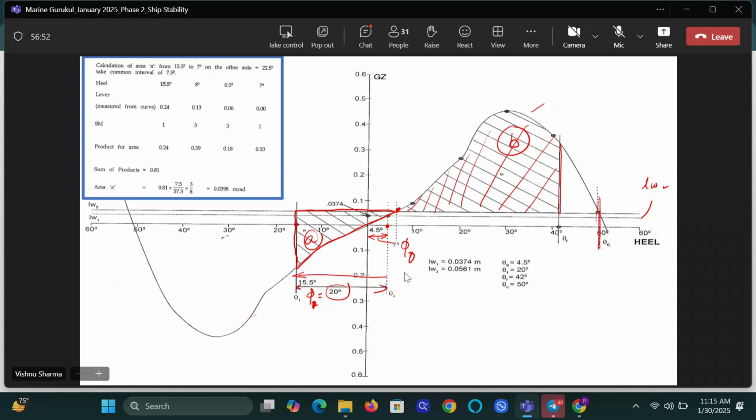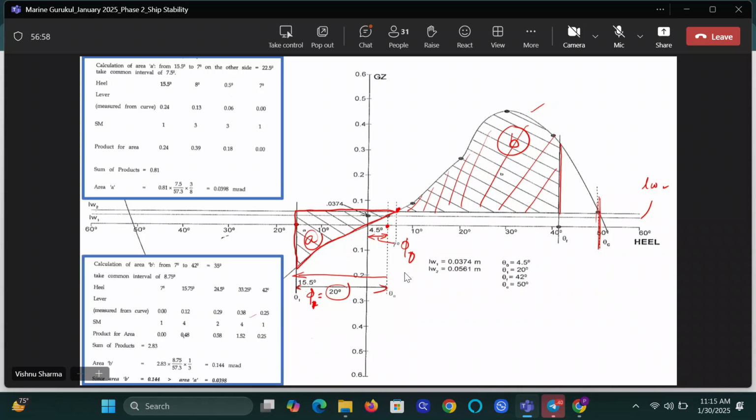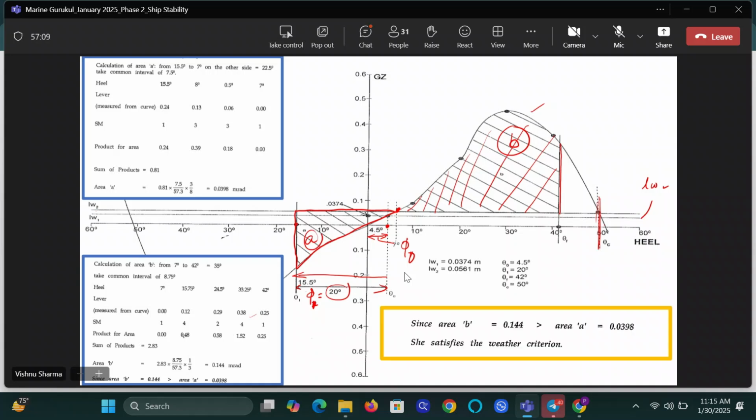You see, calculation of area A comes to 0.0398 meter radian. Area B comes to, no, 0.144 meter radians. And B is greater than A. So the vessel is in compliance. Am I right, guys? So the vessel is complying with the requirements of phi 0, and the vessel is meeting the requirement of B being greater than A.